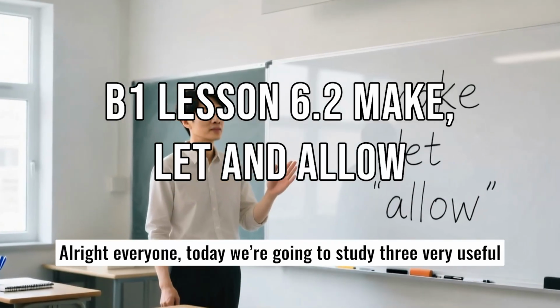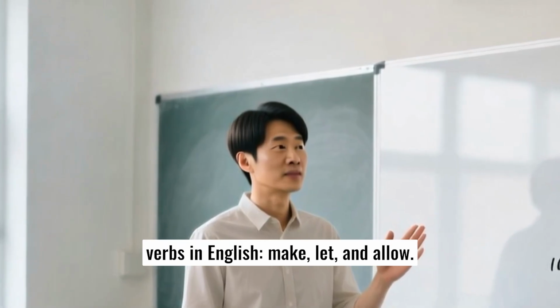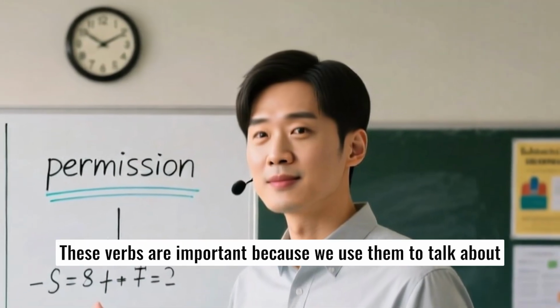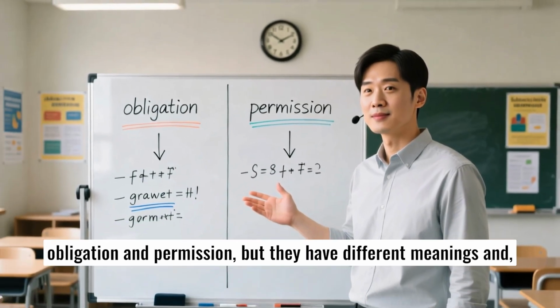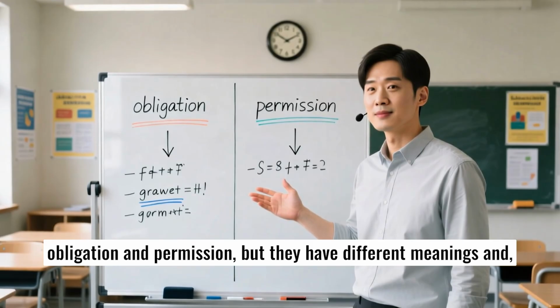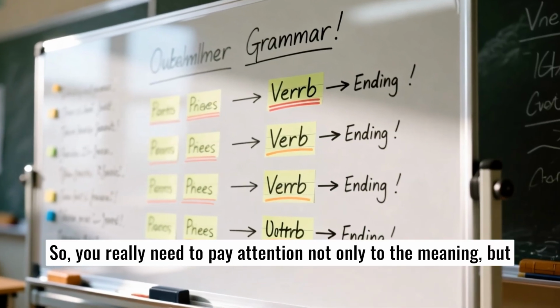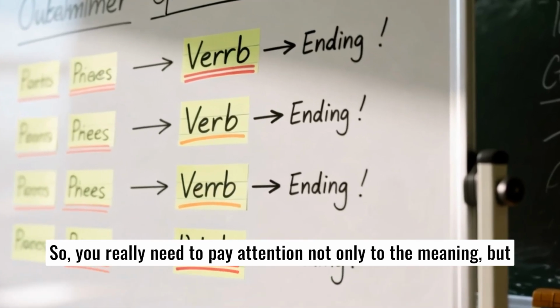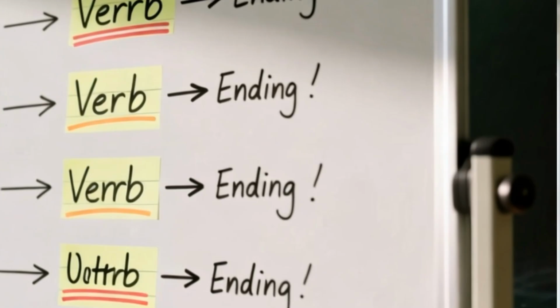Right, everyone, today we're going to study three very useful verbs in English: make, let, and allow. These verbs are important because we use them to talk about obligation and permission, but they have different meanings and, very importantly, different structures. So you really need to pay attention not only to the meaning, but also to the grammar that follows each verb.